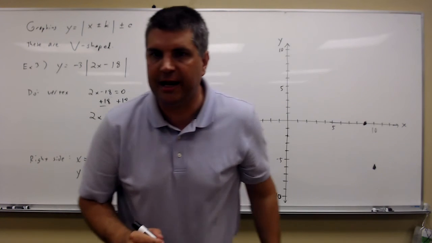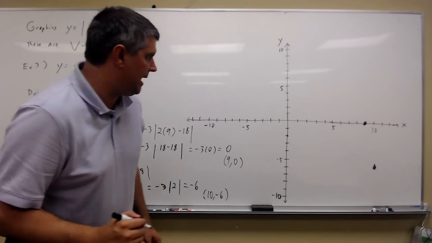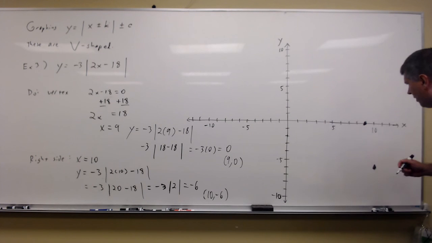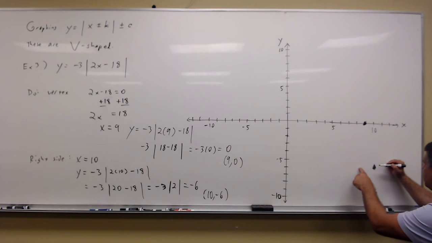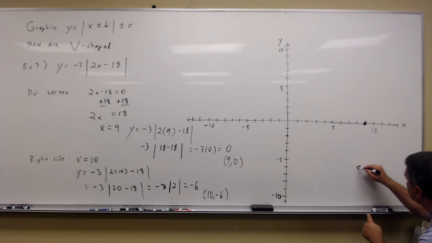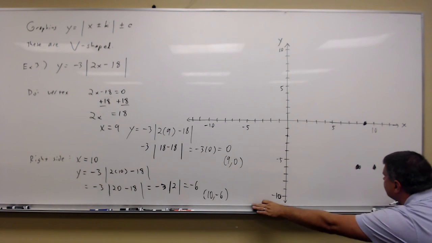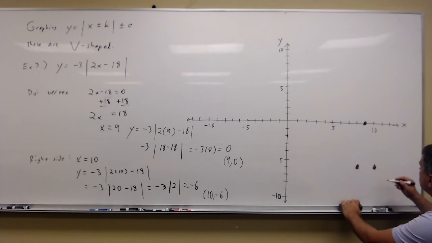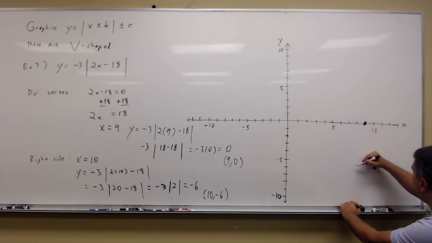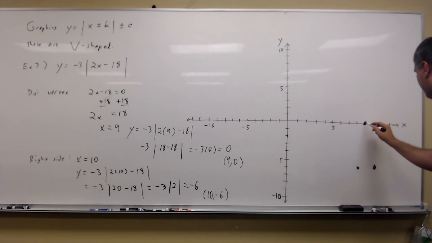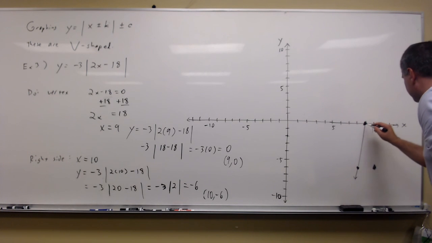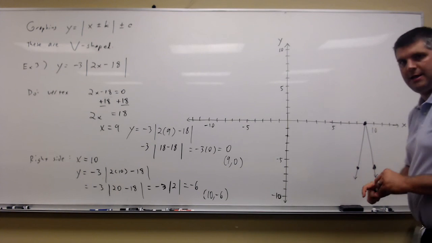All right, let me double check that that looks correct on camera. It does. Okay, now remember, these are going to be symmetric. So this was over 1 down 6. This will be over 1 down 6 as well. Down to negative 6. So that's it.